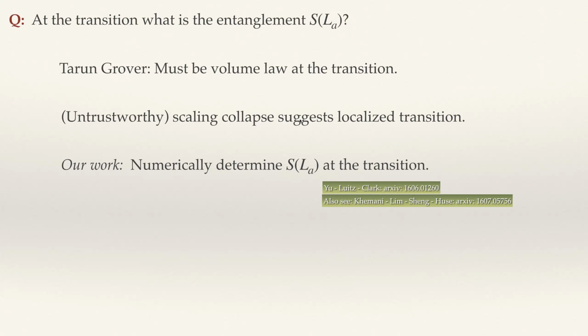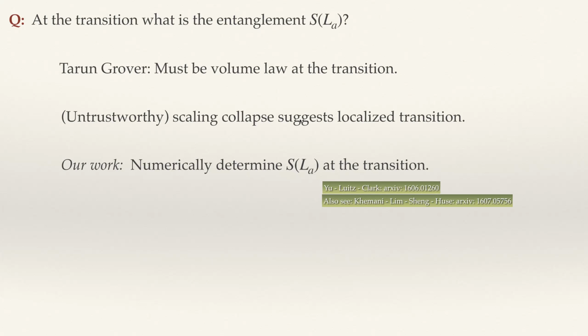There were various different thoughts on this, and those thoughts gave different answers. There's a beautiful argument by Tarun Grover that I'll introduce in a moment. It says that on very generic grounds, it has to be volume law at the transition. Not only does it have to be volume law, but it has to be the ergodic volume law. So at the infinite temperature point, midway in the spectrum, the volume law for the ergodic phase is a slope of log 2. And Tarun says there's almost no other option but that.